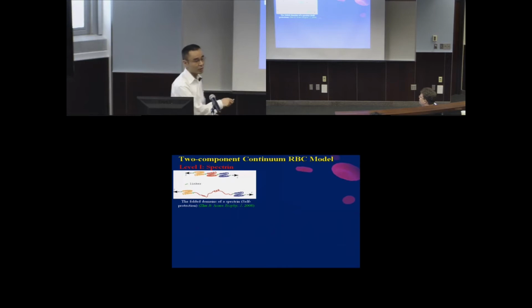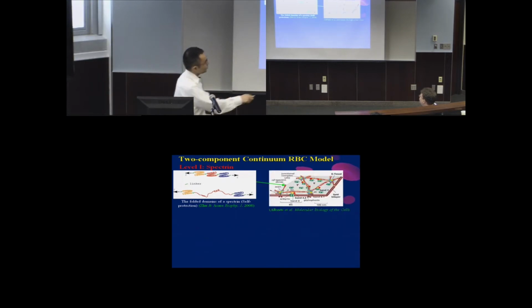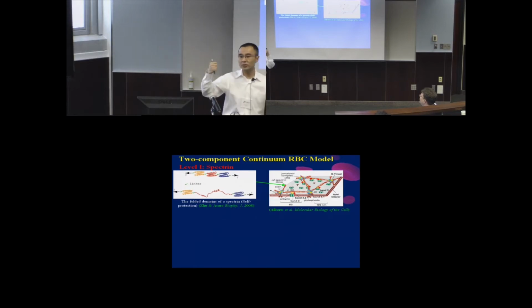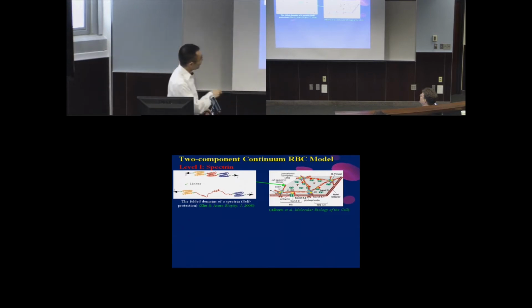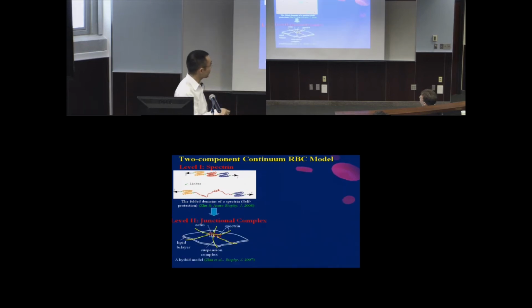For example, we have a model of spectrin. Spectrin is like the red cables in this triangular network. We modeled that as a nonlinear spring, but it also has some folded domains. When the stretching force is very large, the domain may unfold, then release the force. There is a self-protection mechanism. We use the Monte Carlo method to simulate that. After we get this stress curve, we can pass it to our next level model, which is a junctional complex model.